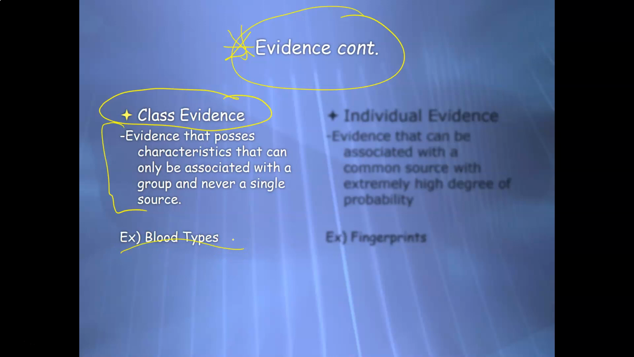Okay, there's a lot of different things that are class evidence. But class evidence means, like, you're in a class right now. The class is a group of people. So the evidence can only narrow down the suspects to a group of people. So that's why it says it's associated with a group and never attributed to one single source. A blood type. There are many people in the world that have blood type O. There are many people in the world that have blood type A. Blood type AB is rare, but that puts you into a group.